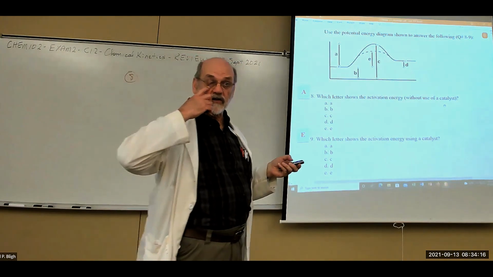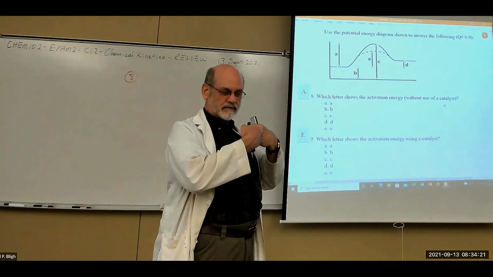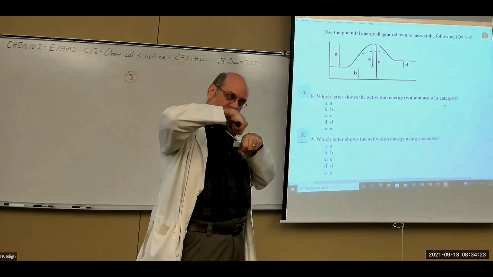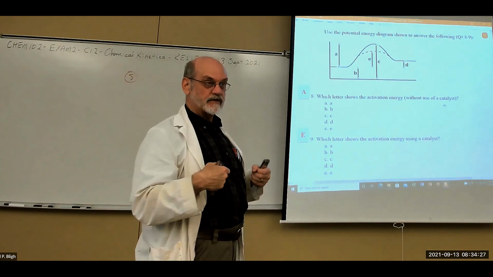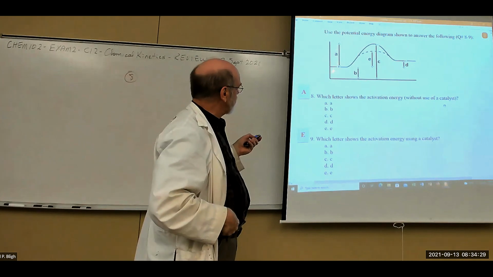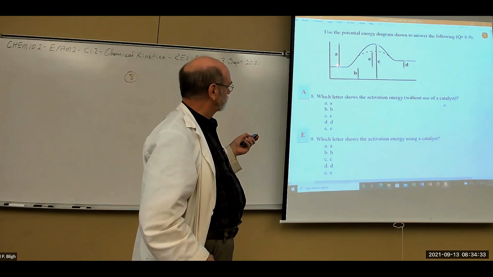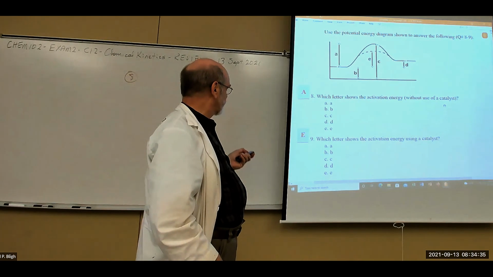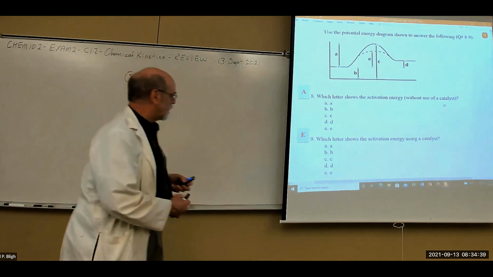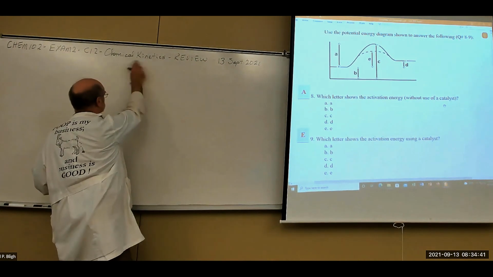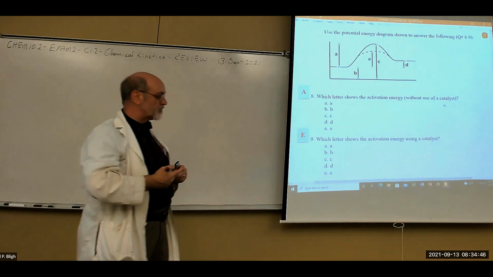Remember the collision theory of reactions? Reactants have to collide. They have to be oriented correctly. And they have to have enough energy. That's the activation energy. A is the activation energy for a non-catalyzed reaction. Okay, so that's why A is the answer. How about the second one? Number 9. Which letter shows the activation energy using a catalyst?